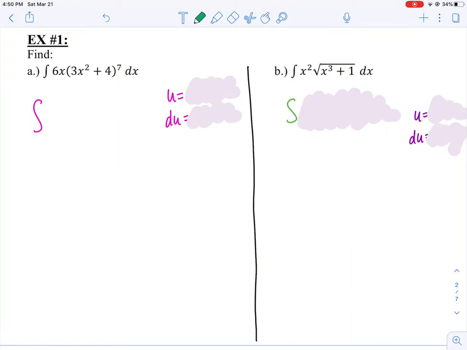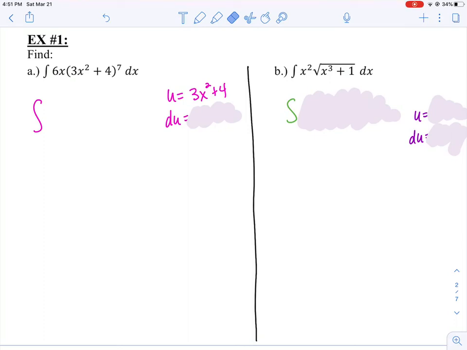So here's our example number one. It asks us to integrate, find the indefinite integral with respect to x. And the old way, we would have had to FOIL this out 7 times. I don't want to do that. So let's see if we can use our U-substitution. So what do you think that we're going to call u in this particular problem? Remember, typically u is the inside stuff.